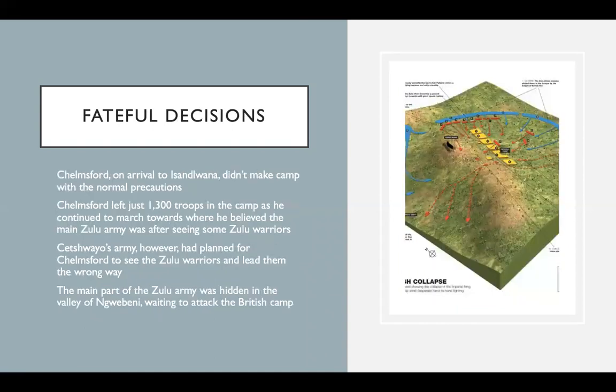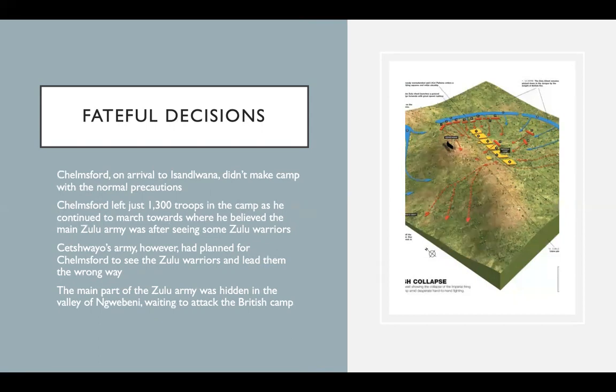Chelmsford, being very confident in his men, didn't make camp with the normal precautions and quickly sent scouts to try and locate the main Zulu army. Some of the precautions that they skipped included creating defensive areas at camp in case they had to fight a battle there, which, as we will see in the next few slides, becomes a fatal mistake.